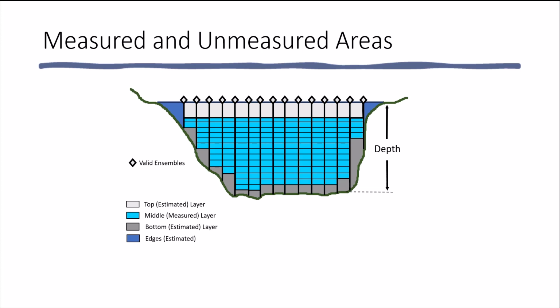Generally, at least 2 valid depth cells are recommended at the edge before beginning a transect. The reason for this will make more sense as you understand how discharge is computed using the data from an acoustic profiler. Therefore, we have a large measured area in the center of the cross-section and 4 unmeasured areas, 1 at the top, 1 at the bottom, and 1 on each edge.